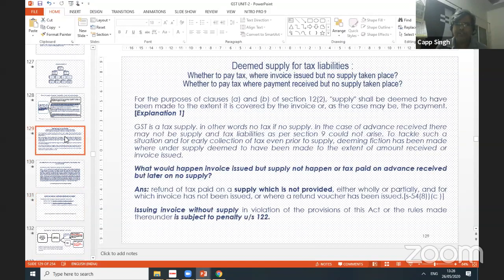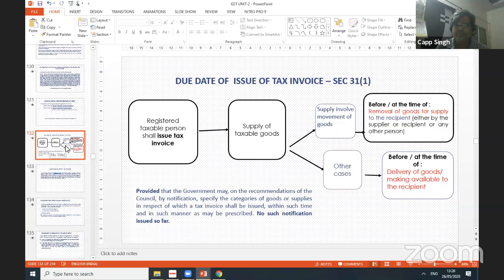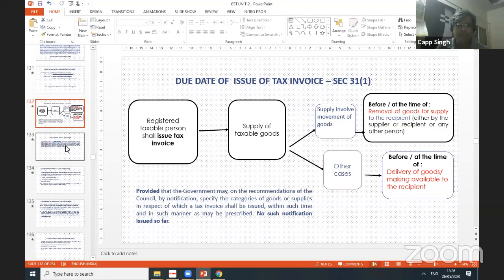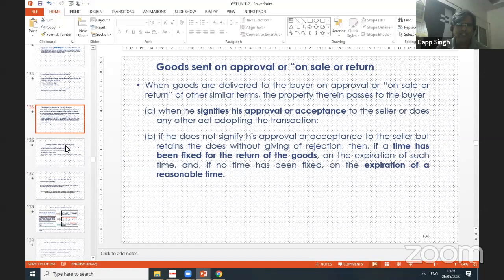So we just note that there is nothing more to say about the supply of goods. We have just discussed the basic point.